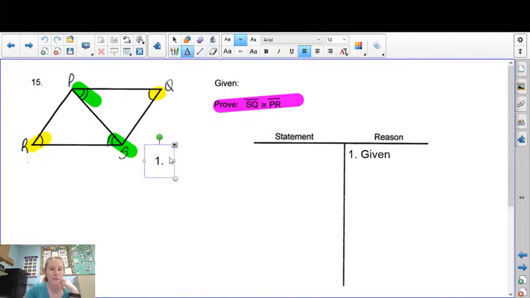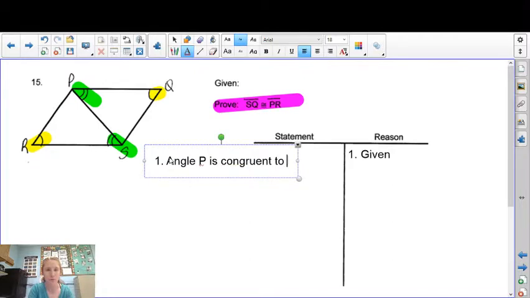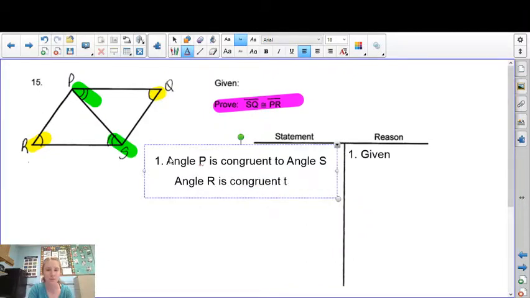So in my number 1 given statement, I have that angle P is congruent to angle S, and angle R is congruent to angle Q. And how do I know that stuff? It was marked for me. Good to go.